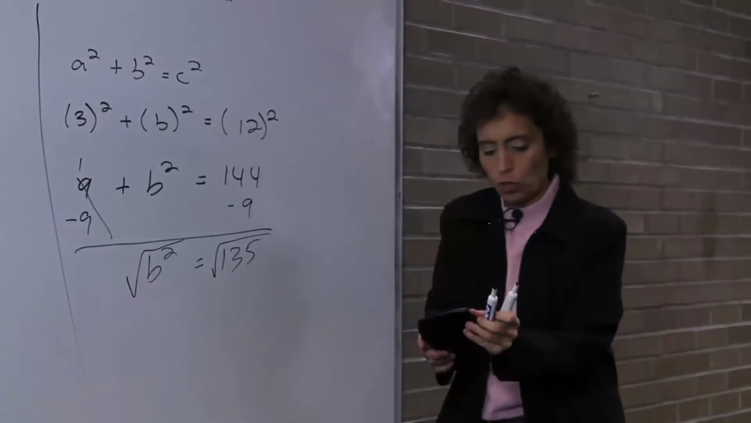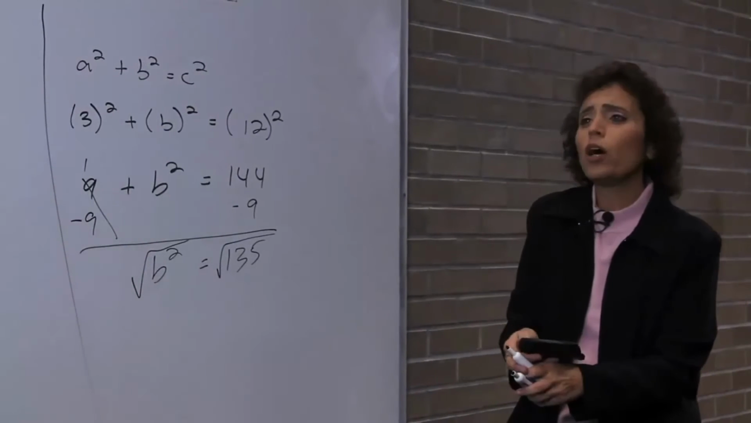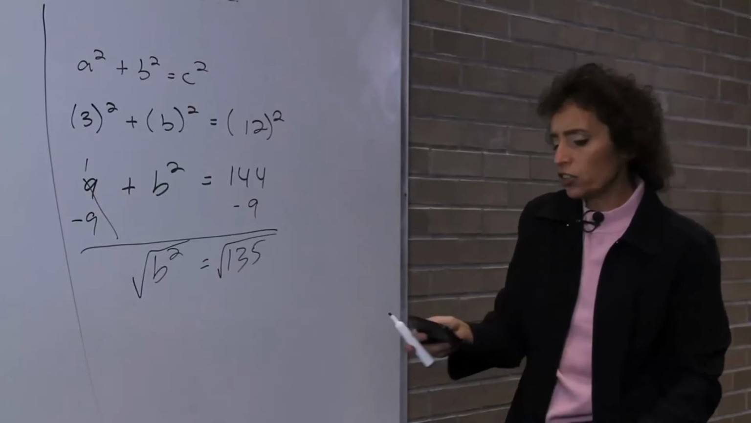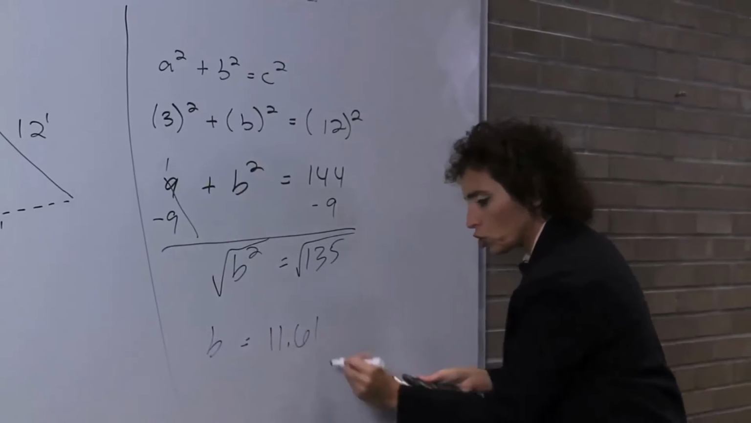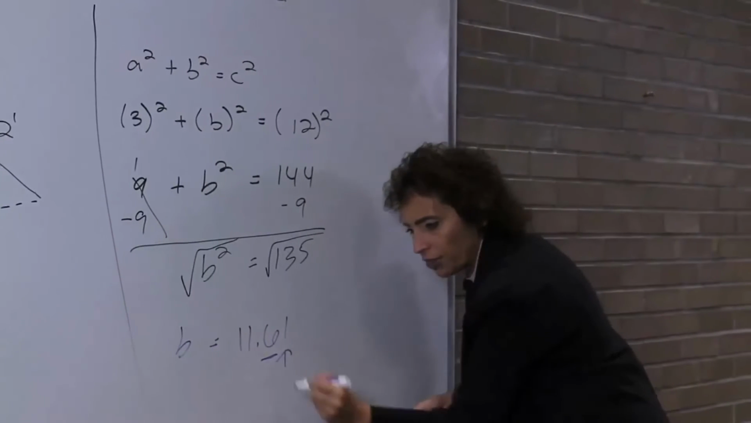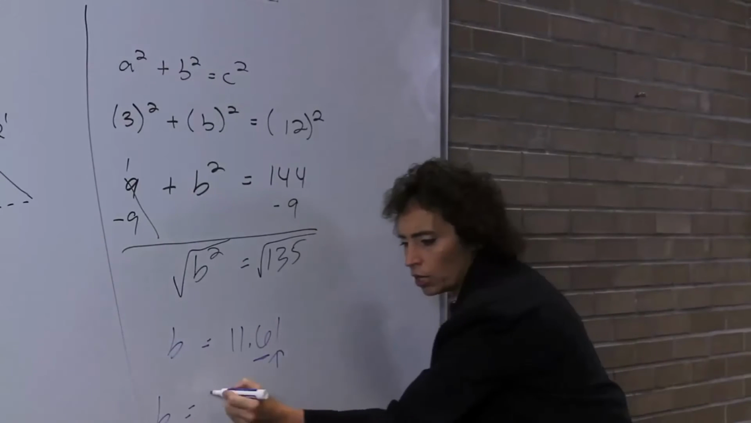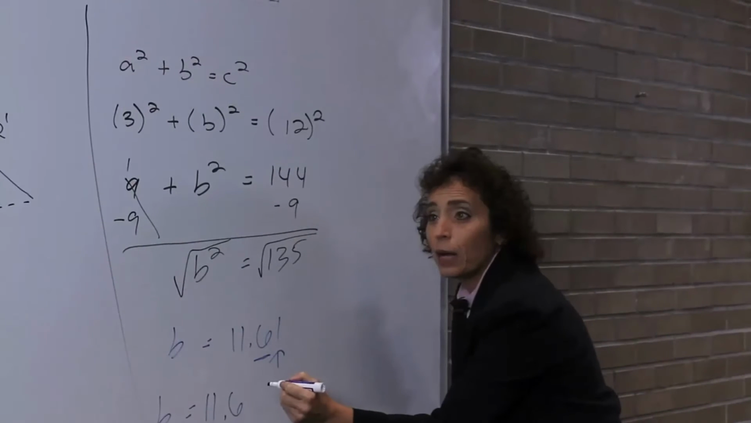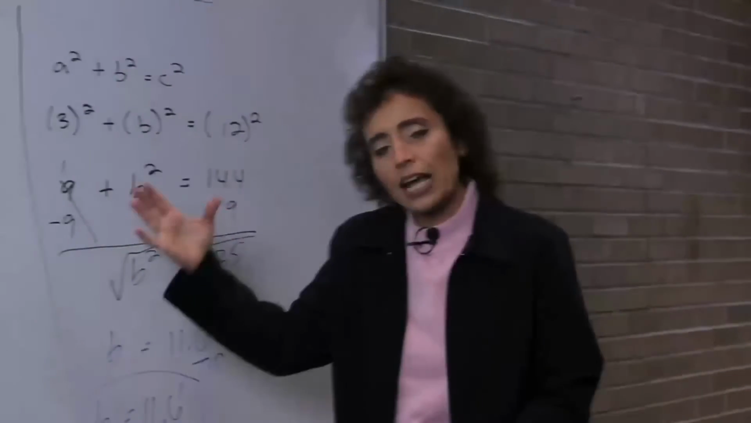All right. So 135 square root, and we get 11.61. It says round to the nearest tenth if necessary. So b equals 11.61, rounding to the nearest tenth. Since that's not a 5 or higher, we leave that alone. 11.6, is it feet? I believe it's feet. Feet! And you're done.